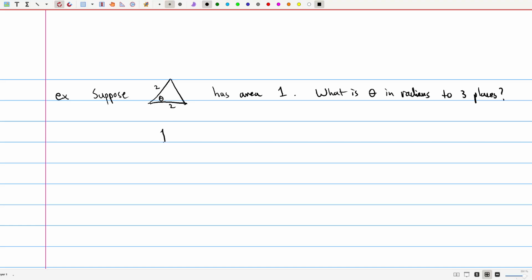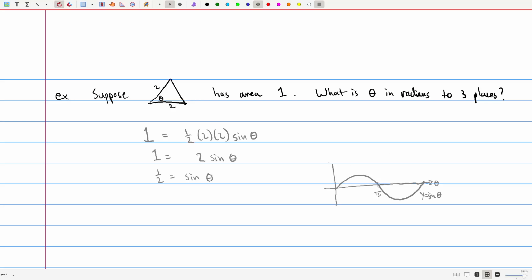So we have the area is equal to 1/2 the product of the side lengths times the sine of theta. Let's simplify this. So we have 2 sine theta, and then we can divide by 2. And now, this is a trigonometric equation. Let's plot a graph to keep track of how this could work. There is sine. This is pi. This is the theta axis. This is the y-axis. And 1/2 would be about here.